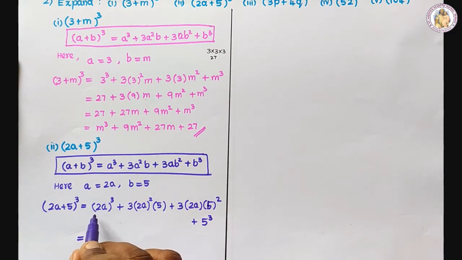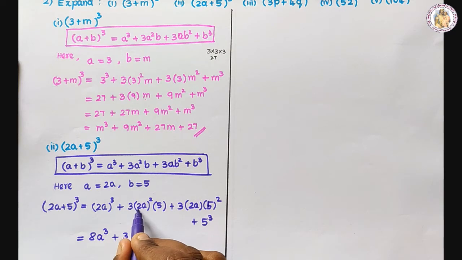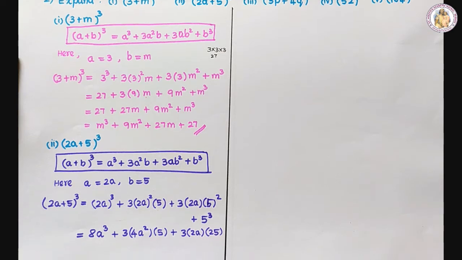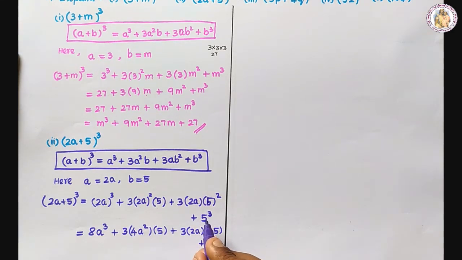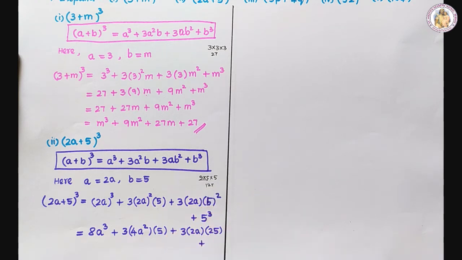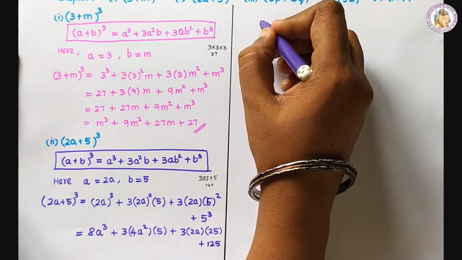A cube. First, the cube of 2, that is 2 into 2 into 2, 8 a cube, plus 3 into 2 square, 4 a squared, into 5, plus 3 into 2a into 5 squared, means 25, plus 5 cube. 5 5s are 25, 25 5s are 125. 5 cube means 5 into 5 into 5. 5 5s are 25, 25 5s are 125. So 125. Now rearrange this.